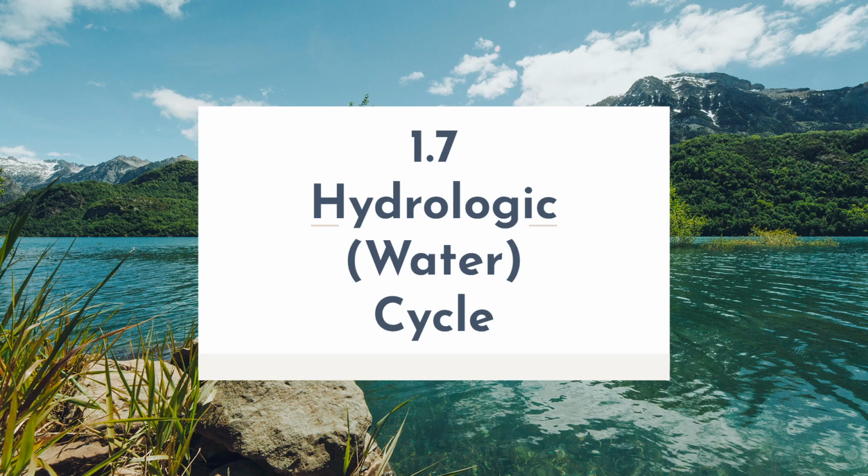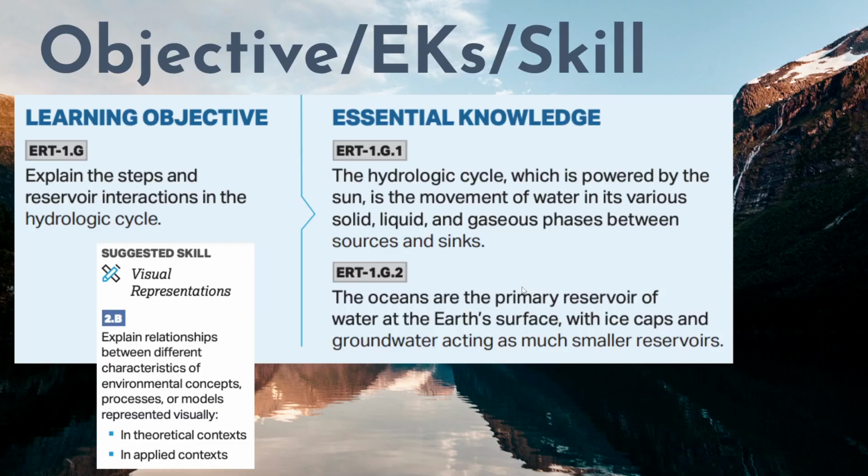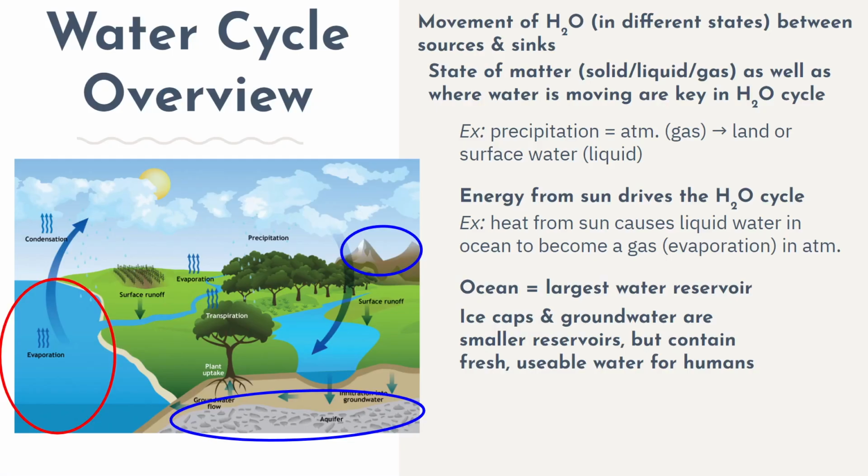Today we are continuing Unit 2 by covering topic 1.7, which is the hydrologic or water cycle. Just like in all of our other biogeochemical cycles we've covered, we'll be looking at how water moves between sources and sinks. Our objective for the water cycle is to be able to explain the sinks and the reservoir interactions in the cycle. Our practice FRQ will use the scientific skill of explaining differences between environmental concepts using a visual model.